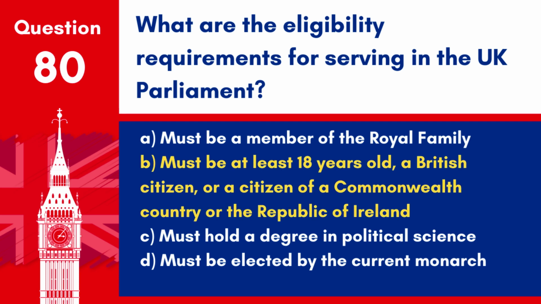Answer B. Must be at least 18 years old, a British citizen, or a citizen of a Commonwealth country or the Republic of Ireland. These are the basic eligibility requirements to stand for election as a Member of Parliament in the House of Commons.